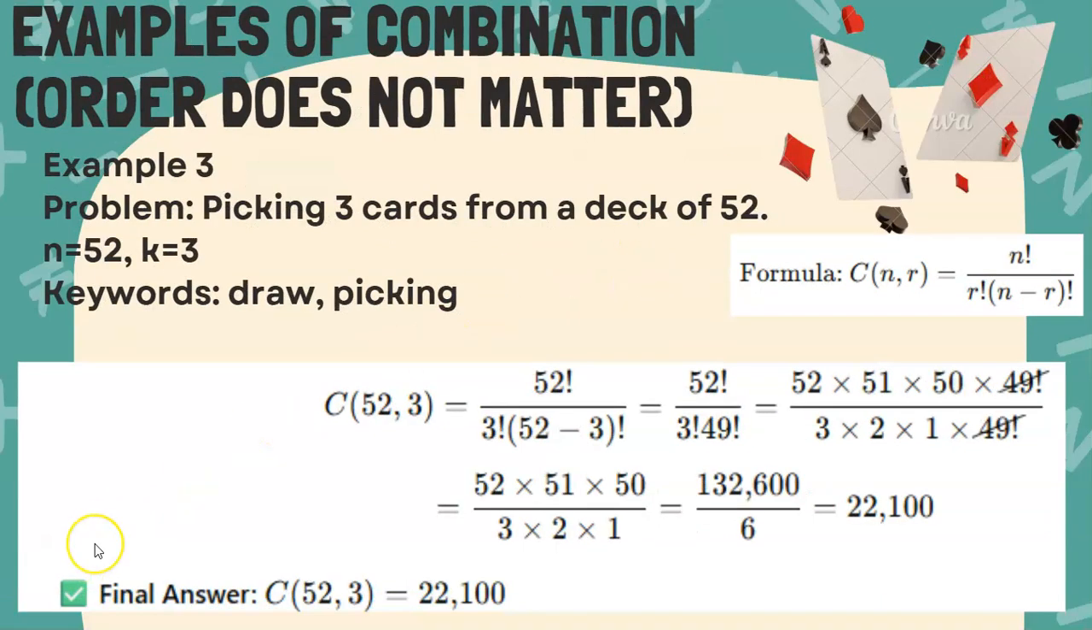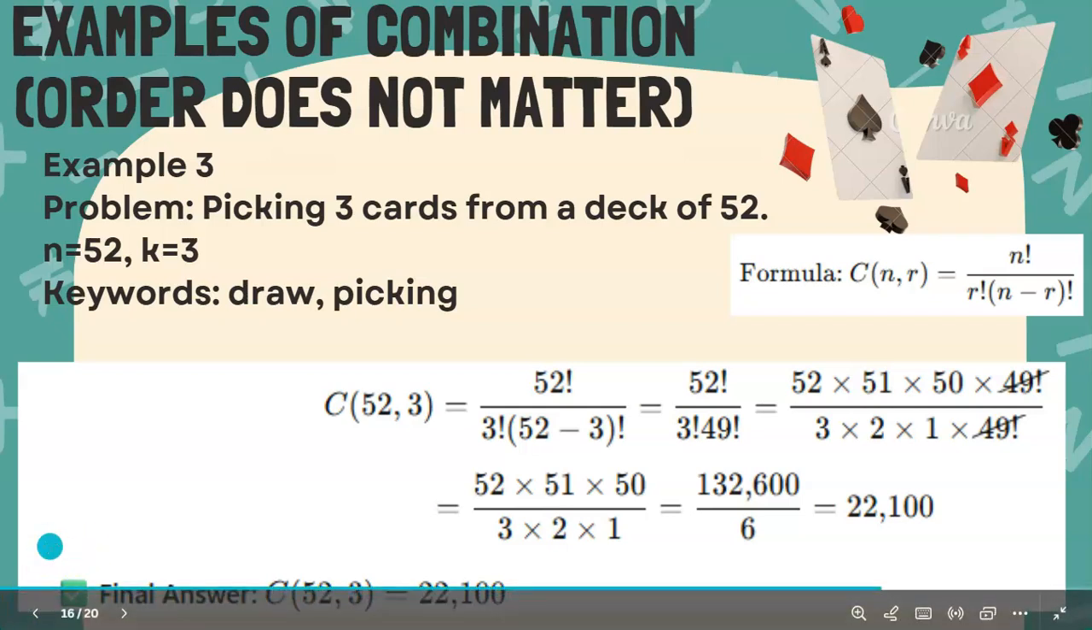Now for the third example for combination problems, picking 3 cards from a deck of 52. So how many cards in a deck? 52. So n is equal to 52. And out of 52 cards, how many are we going to pick? 3 cards only. So r is equal to 3 or k is equal to 3. So the keywords, draw or picking. So again, what are we doing? We are drawing cards. Does order matter? No, the hand is the same regardless of the draw order. Reason, the order of drawing does not change the combination of cards.